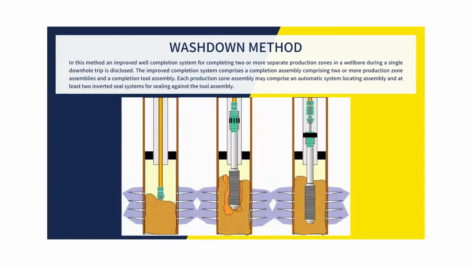Washdown method. In this method, an improved well completion system for completing two or more separate production zones in a wellbore during a single downhole trip is disclosed. The improved completion system comprises a completion assembly comprising two or more production zone assemblies and a completion tool assembly. Each production zone assembly may comprise an automatic system locating assembly and at least two inverted seal systems for sealing against the tool assembly.